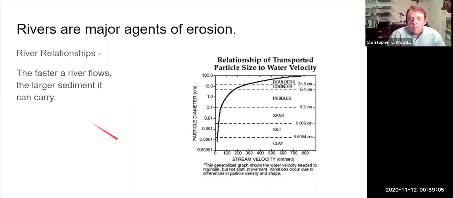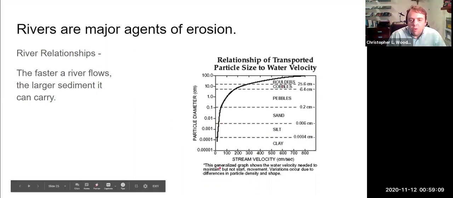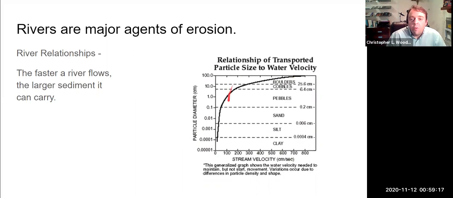So you can see in this graph, stream velocity from 0 to 800 centimeters per second. The faster it goes, the bigger the particle diameter it can carry. So if it's moving really fast, it can carry houses, cars, boulders. Makes sense when you look at tsunamis.